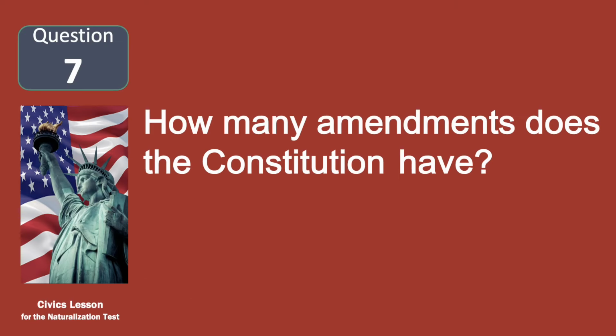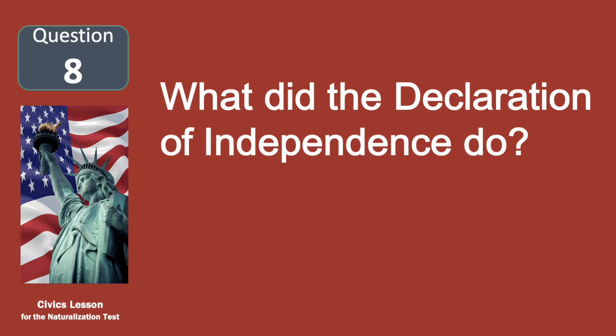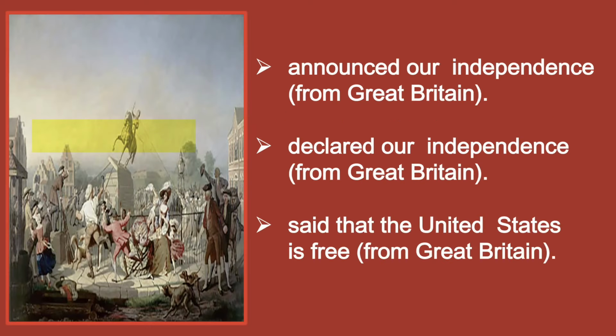How many amendments does the Constitution have? 27. What did the Declaration of Independence do? Said that the United States is free from Great Britain.